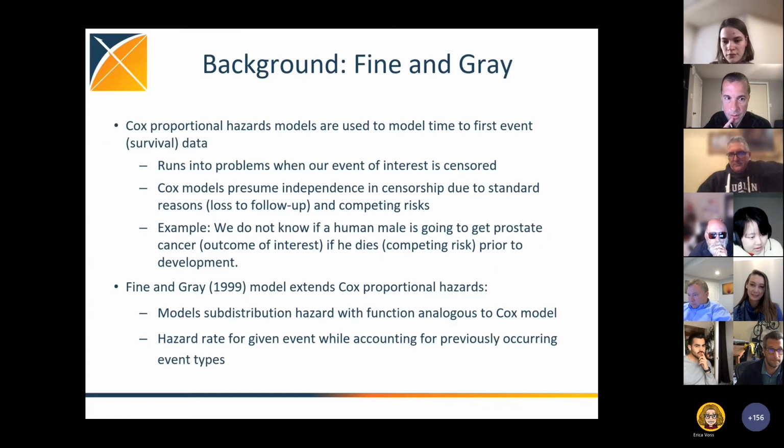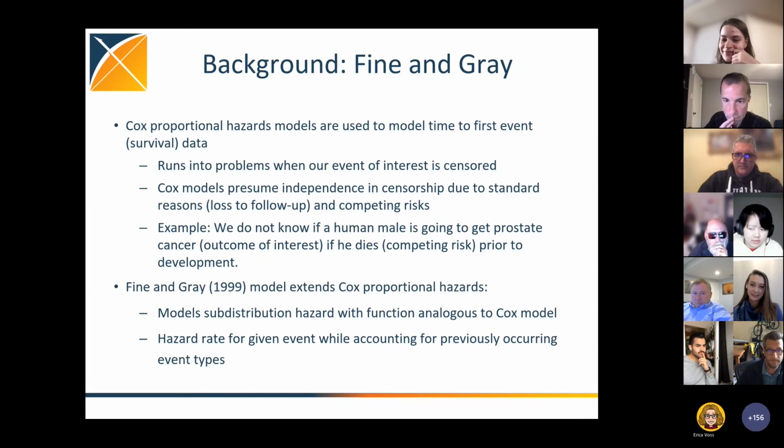So first let's talk about some background on survival data. We are interested in time to event data. Cox proportional hazards models are used to model time to first event data, otherwise known as survival data. For example, if we were studying human males and we were interested in our outcome of prostate cancer development, our Cox model would model time until development of prostate cancer.